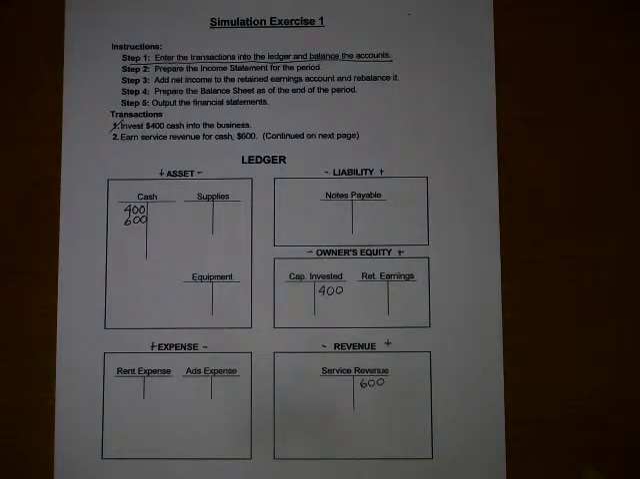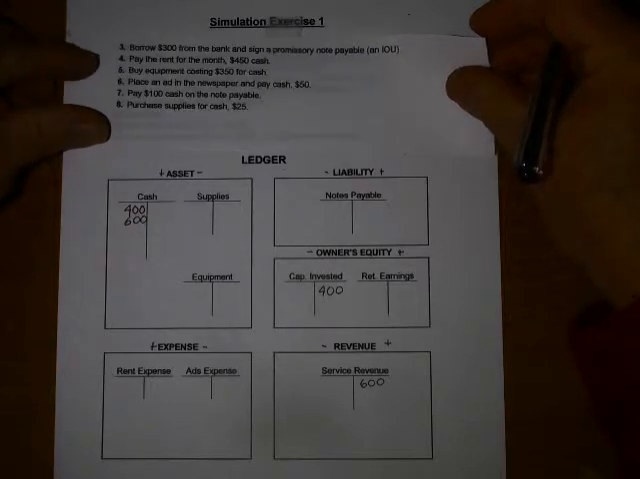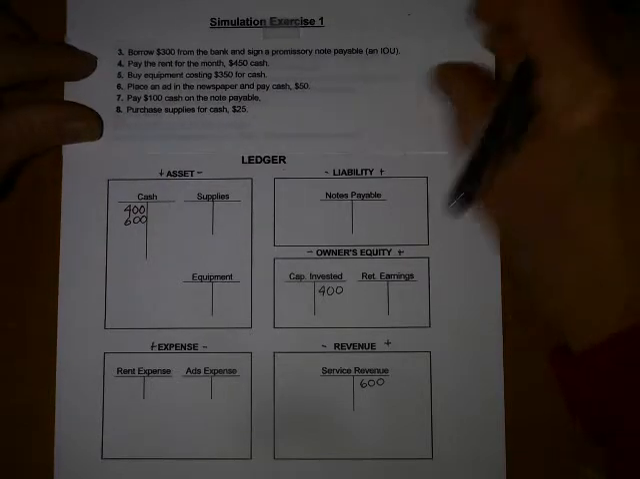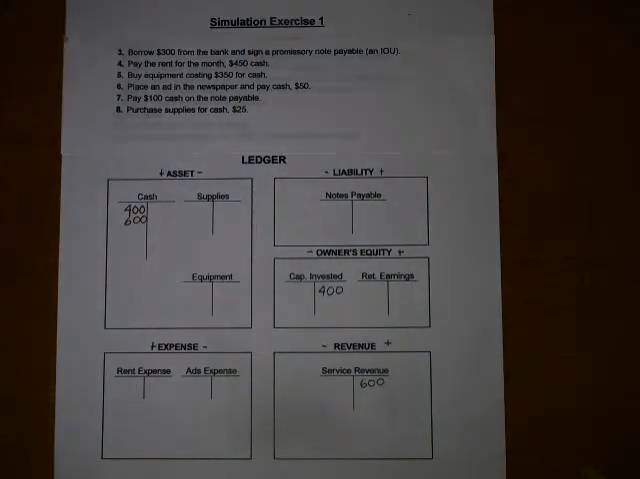All right, I want to switch in these remaining transactions here. Okay, now transaction number 3, you go to the bank and you borrow $300 and you sign a promissory note payable. All right, the two accounts involved are cash, obviously, because you're going to walk out of the bank with more cash, but you give the note payable to the bank, so that's the second specific account.